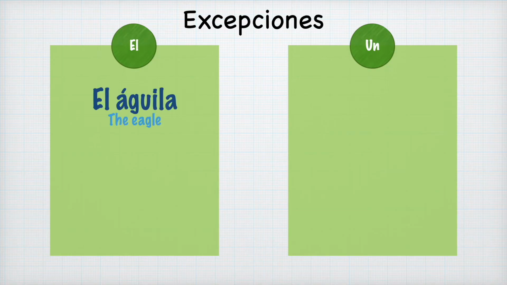El águila, the eagle. Águila is considered feminine, especially because it ends in the letter A. But because the stress of the word is on the first letter A, águila, we're going to use el. Similarly with un, the feminine article would be una, but because it starts with a, we're going to use un in this case.